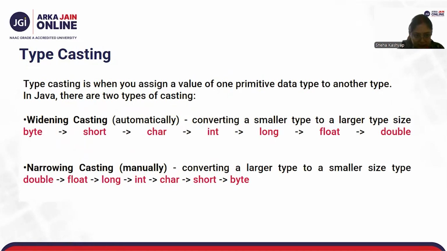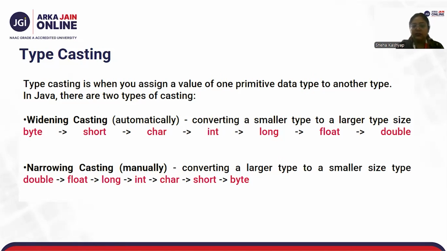Now next is typecasting. Typecasting plays a very vital role in any programming language. It is a very simple concept but very important. In typecasting, we basically assign a value of one primitive data type to another primitive data type. In Java, we have two different types of typecasting: widening typecasting and narrowing typecasting. Widening is also called automatic typecasting, and narrowing typecasting is called manual typecasting.